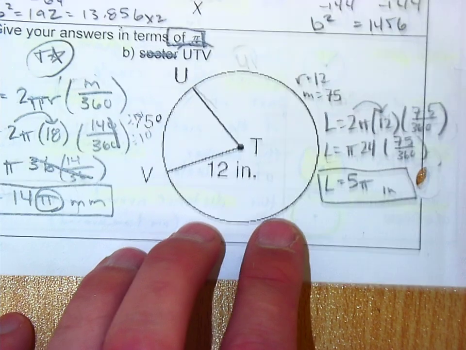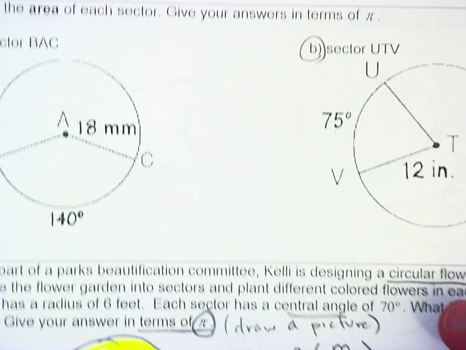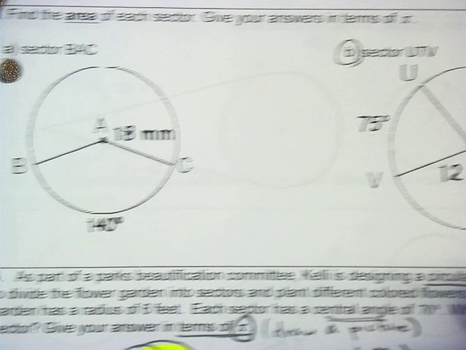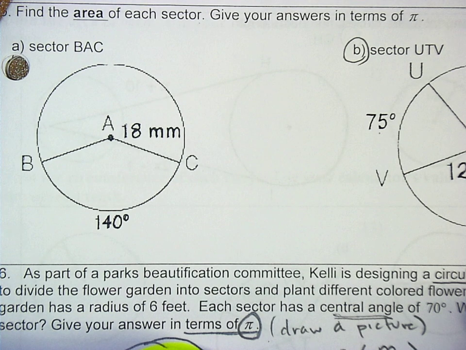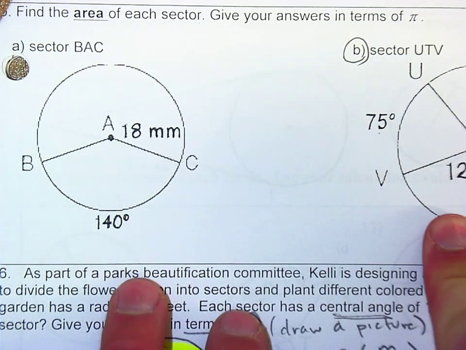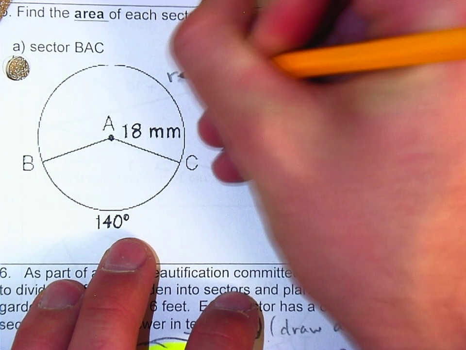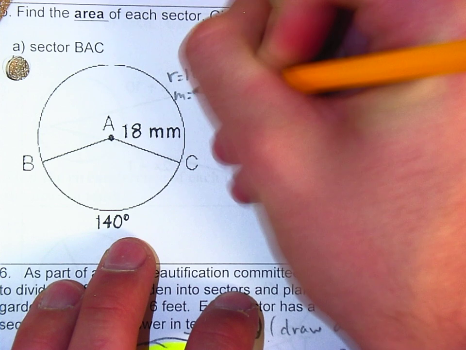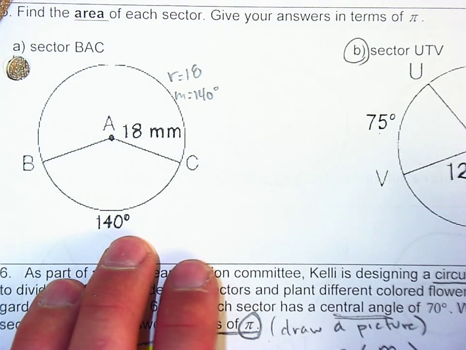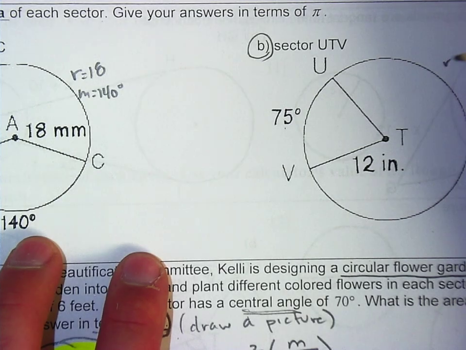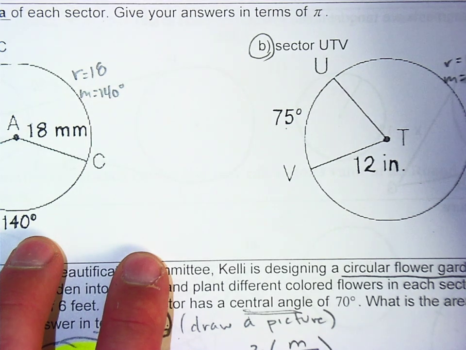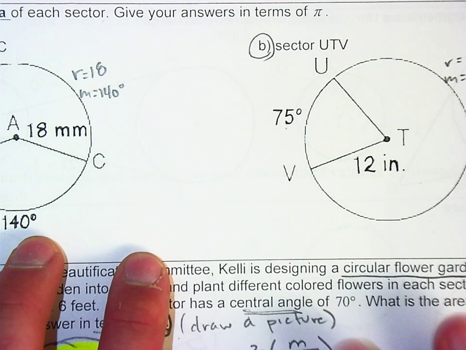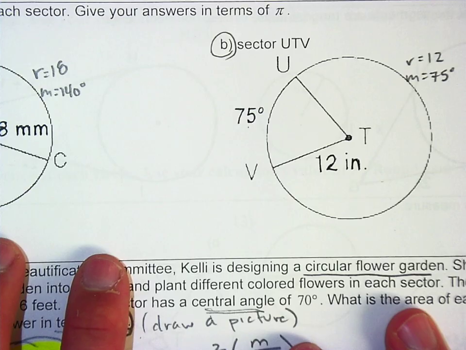And if we flip it over, we'll look at number 5 as well. Number 5 asks us to find the area of each sector. Well, again, we have these same two circles actually. This one has an R of 18 and an M of 140. And this one has an R of 12 and an M of 75. But we're going to use a slightly different formula.